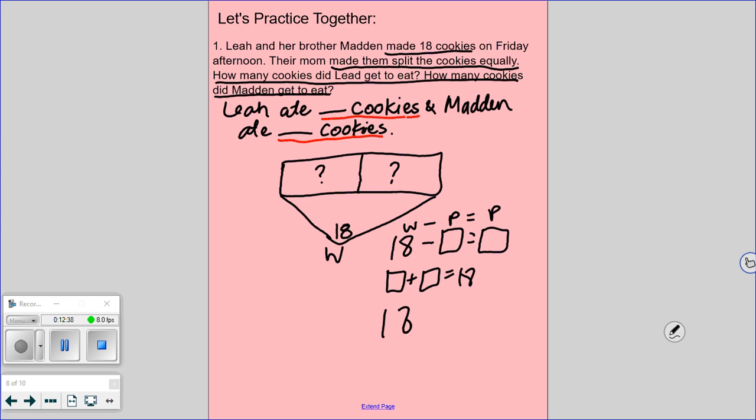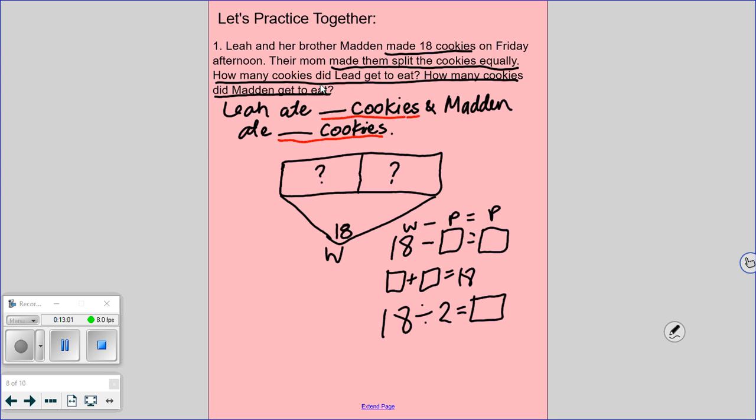18 whole divided by how many groups do I have? I have 2 groups equals my boxes. Can I do 18 divided by 2? Yes. Can I make this a multiplication equation? Yes. What could be my multiplication equation?